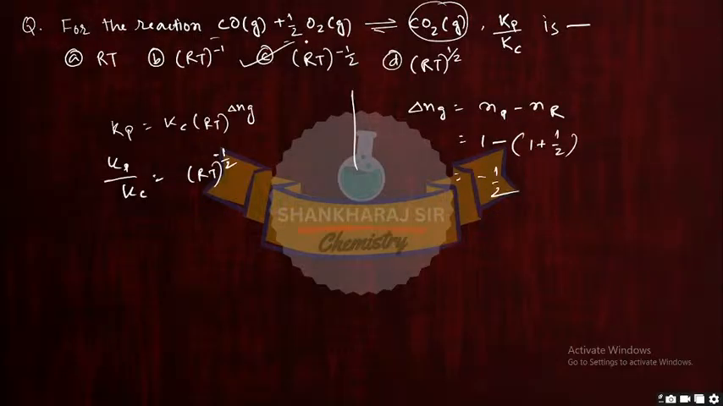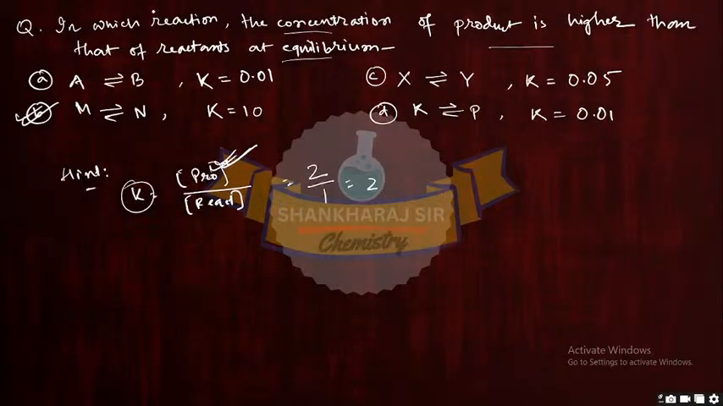Next, for the reaction given, you have to find Kp by Kc. Kp by Kc will be equal to RT to the power delta Ng. For that, you have to find delta Ng, the number of moles of product minus the number of moles of reactant. The number of product is 1 mole, the number of reactant is 1 plus half, that is 3 by 2. This gives us minus half. Put it here and you will get the answer, which is option C.